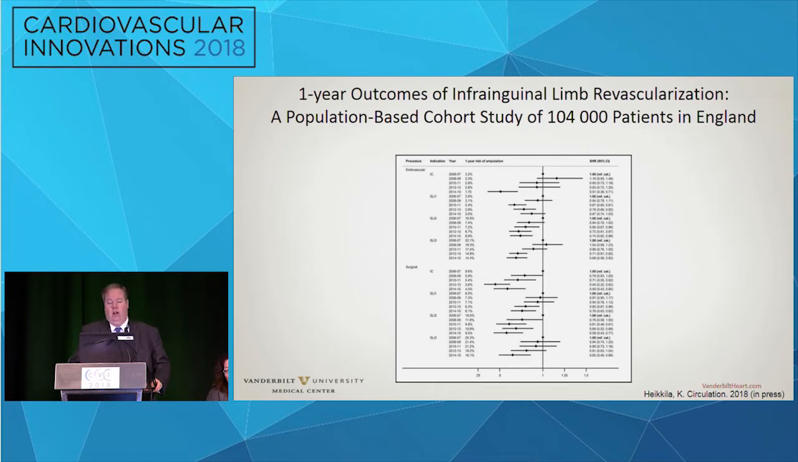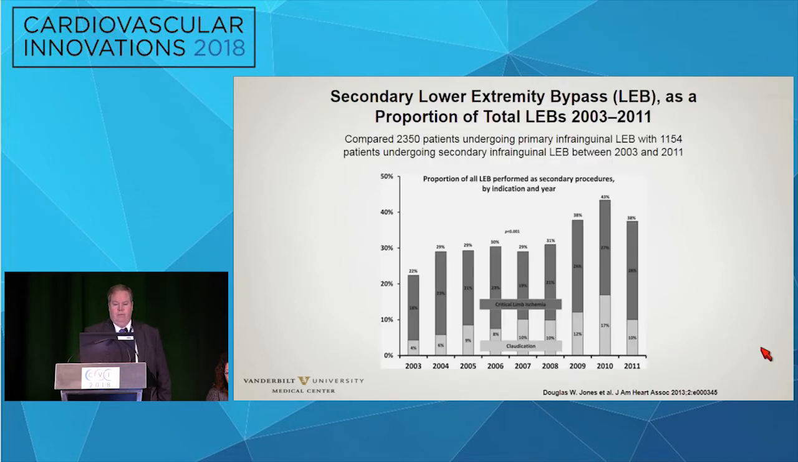This is a cohort of 104,000 patients in England, and just to make this clear, this is intermittent claudication, and these are different levels of critical limb ischemia, ranging from rest pain all the way to Rutherford 6. Okay? And what you can see is the sicker the patient, the more likely they are to get benefit, and that doesn't matter if it's endovascular or surgical. We're going to be doing lots of revascularization.